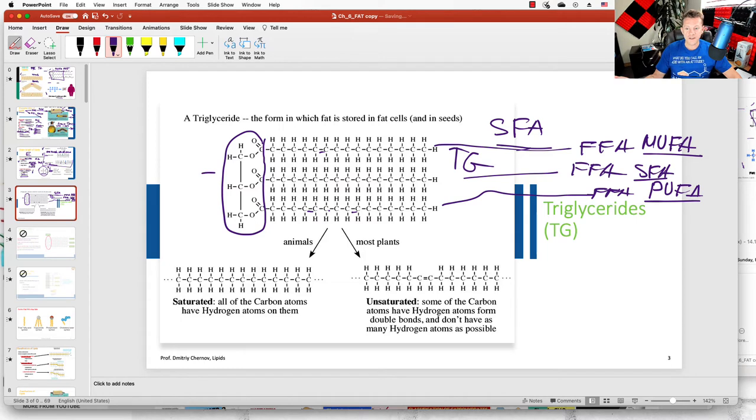PUFA, MUFA, SFA. I never heard SFA. I've heard saturated fatty acids. I tried to come up with something, it didn't work out. Doesn't sound good. So MUFA and PUFA.